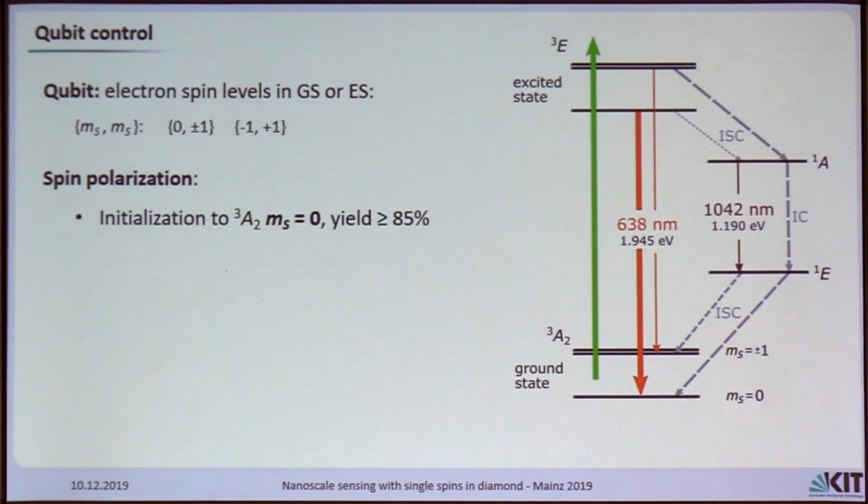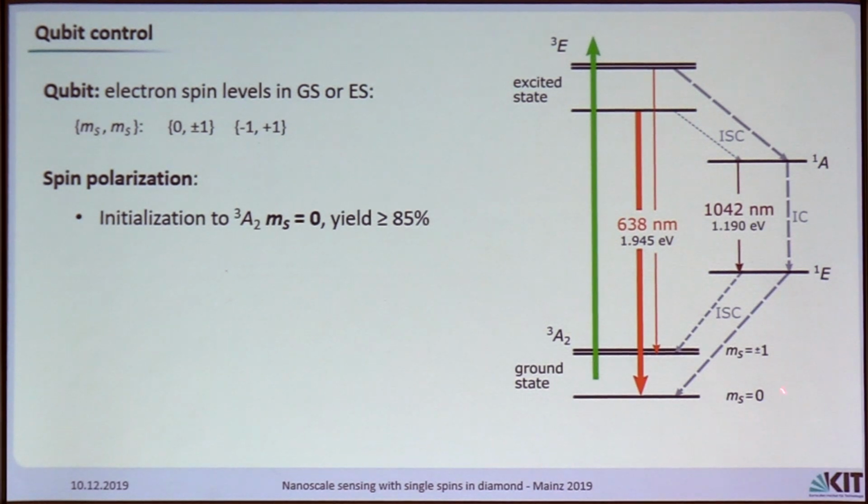So very important for sensing is that we can always initialize our system in the same state so that we know our starting point, and then we can start sensing from this. And this is, in our case, spin polarization into this ms equal 0 state. It's just because of these couplings with the singlet state and this dominating radiative transition for ms equals 0, because those optical transitions are spin selective.